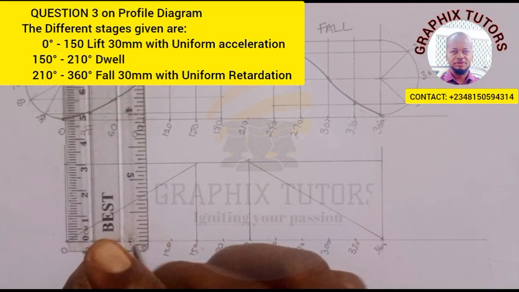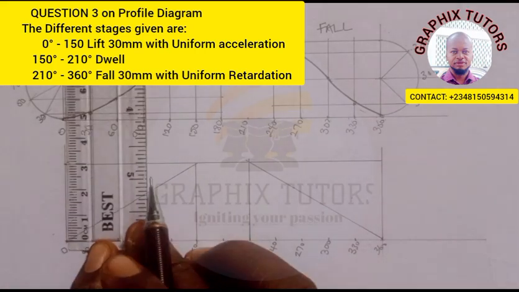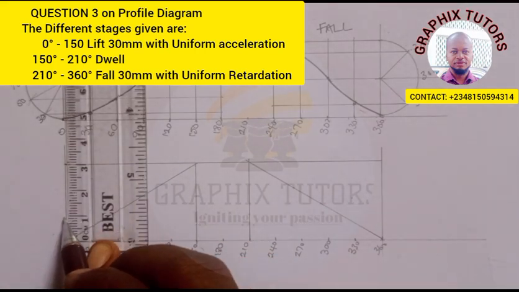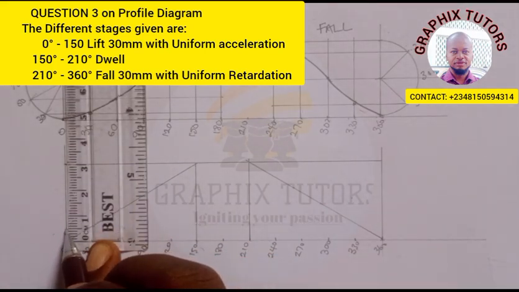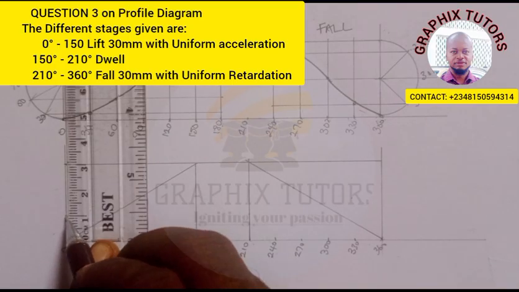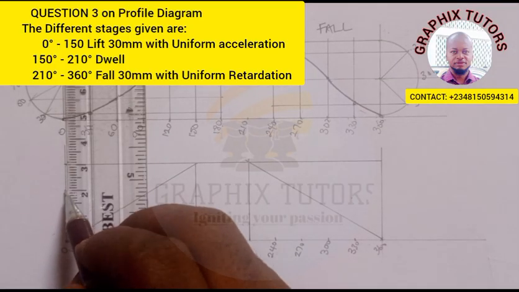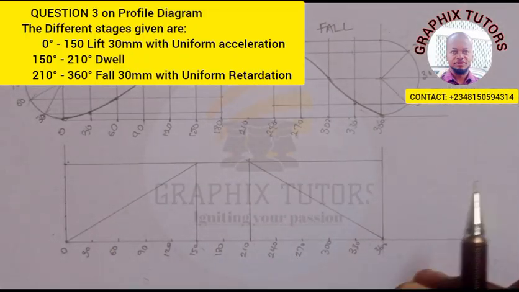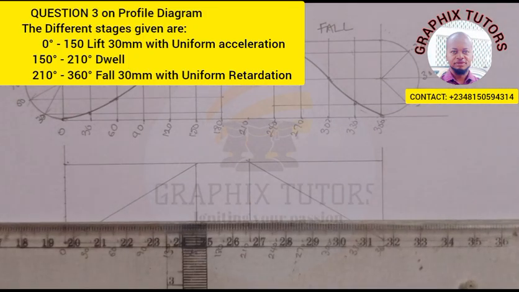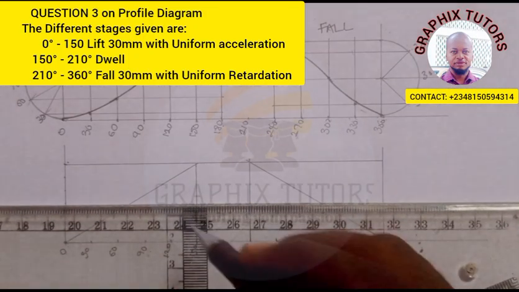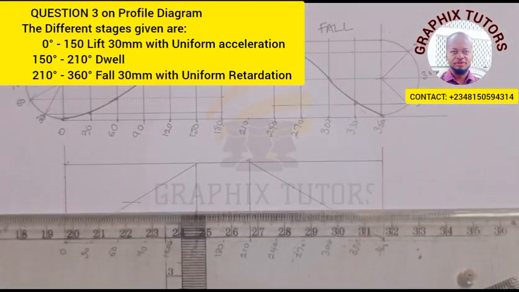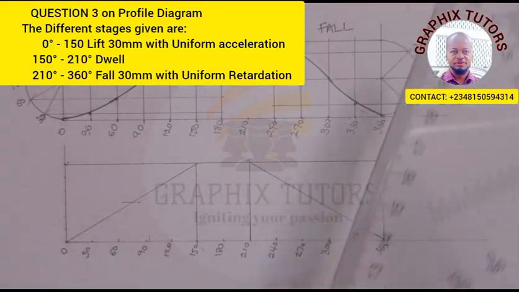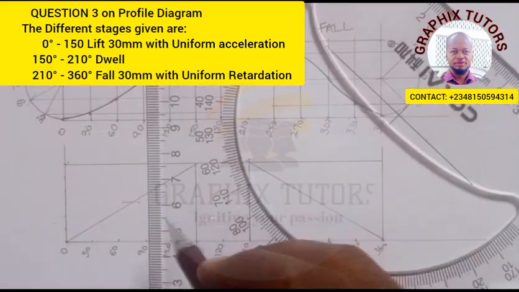So from 0, this is 5, 10, 15, 20, 25, and what? 30. So if this is the midpoint here, this is the midpoint here. That is where I am going to draw my vertical line.